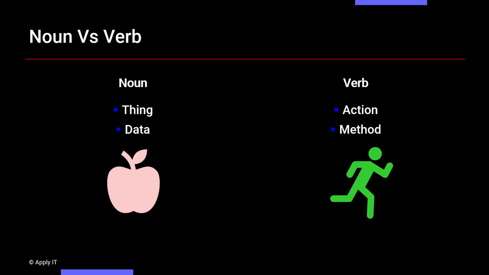Any real world concept that we want to represent in software or in programming, we represent it using the concept of object. And any real world concept related to say action, some process, some task, some algorithm, some logic, we represent it in the form of a method inside a programming language.